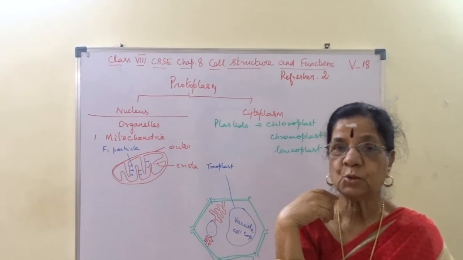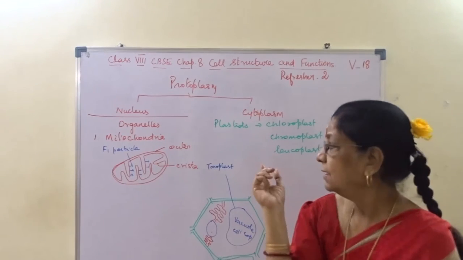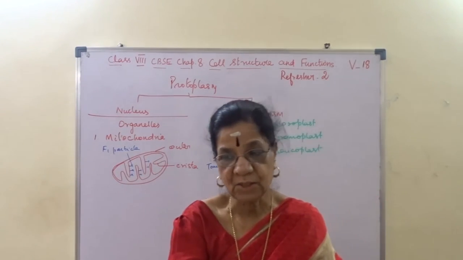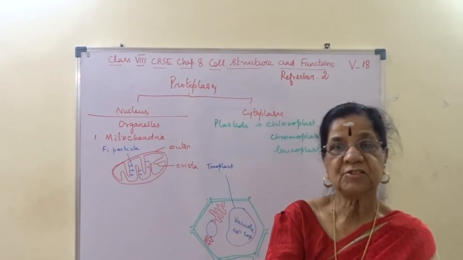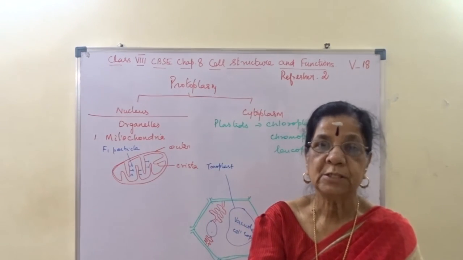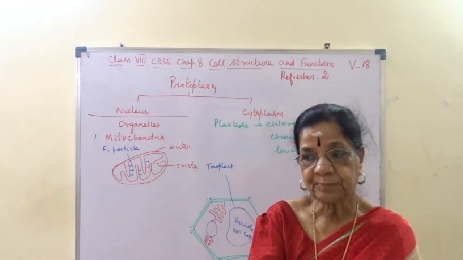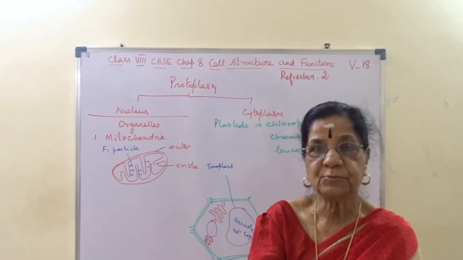These are the chromoplast pigments, whereas this leucoplast is colorless. Normally we say the colorless plastids are called leucoplasts. What does it mean? Typical example, we say apple, the apple fruit we know.